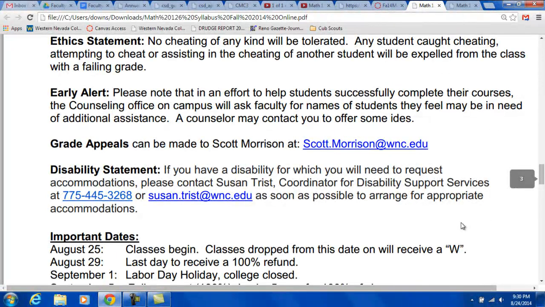Ethics statement. No cheating of any kind will be tolerated. Any student caught cheating, attempting to cheat, or assisting in the cheating of another student will be expelled from the class with a failing grade.